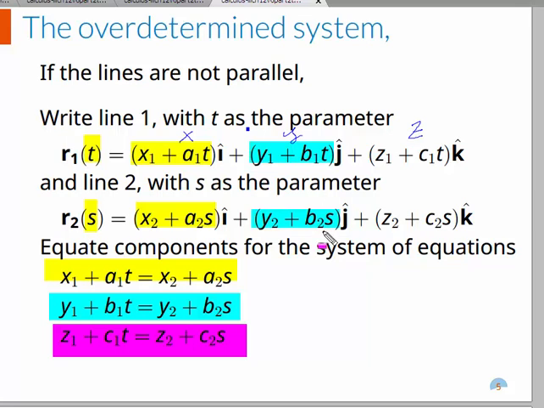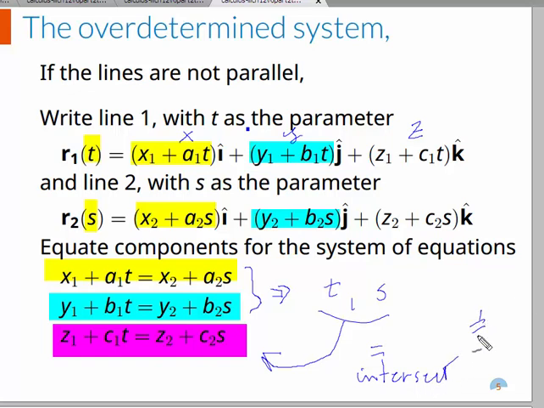In order to solve this, what we do is pick two of these equations, the ones I'll do right now, the one for x and the one for y. From this, we find values for t and a value for s that works, assuming that the x's match and the y's match. Then we take these values and put them in the remaining equation. If we get an equality, then they intersect.